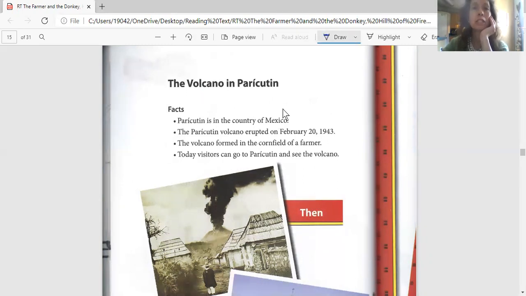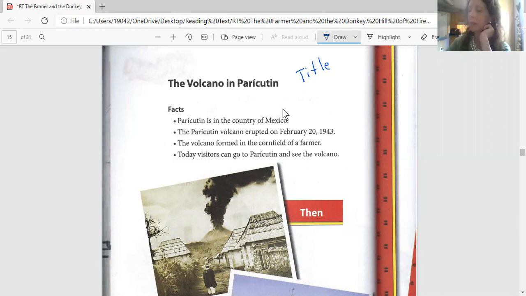Okay? So this top up here is going to be what our title is. These are called titles. It's a title. And it's the volcano in Paricutin. I looked that up so I know how to pronounce it. The volcano in Paricutin. Okay? See this funny little mark right here. In some languages, particularly Spanish, that is an accent mark. It tells you how to say that word.